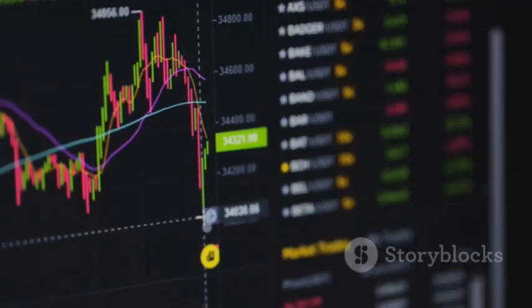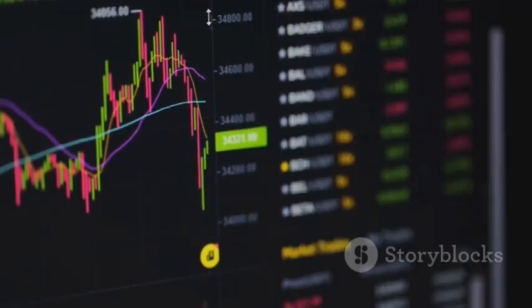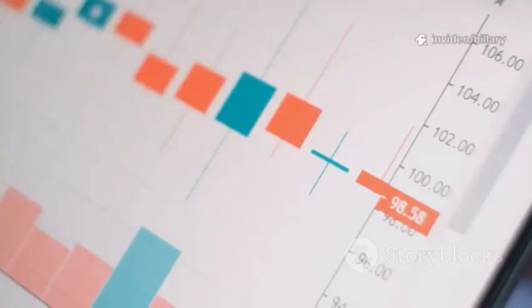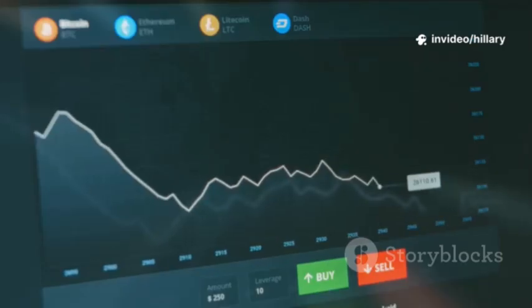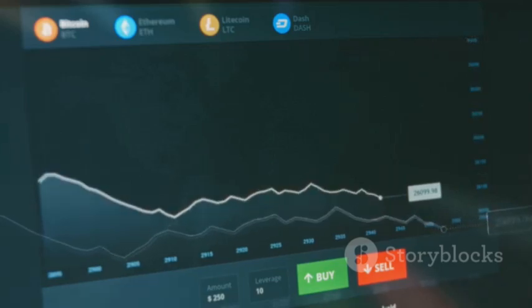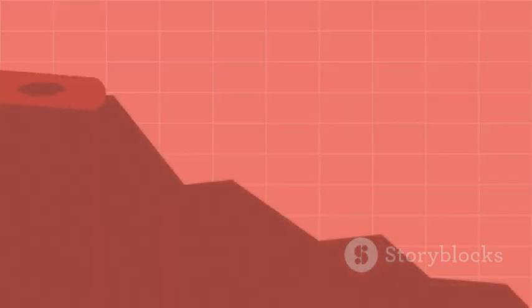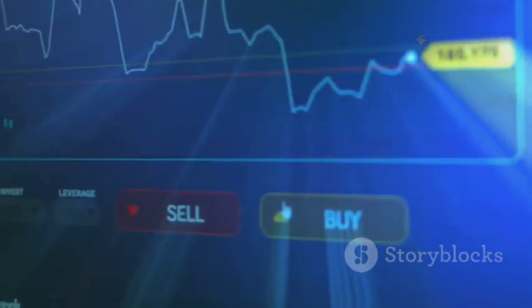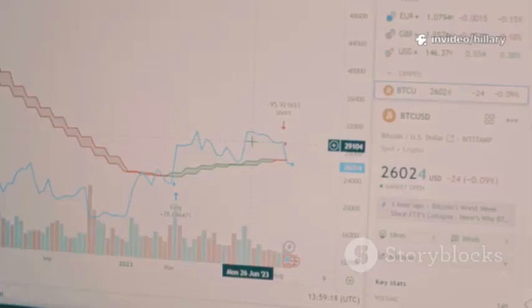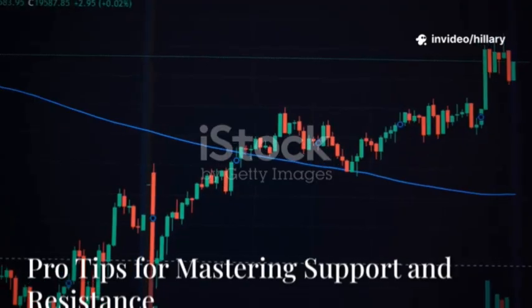When a level breaks, it can switch roles. Old support becomes new resistance, and vice versa. This role reversal happens as traders adjust their positions. Strong bounces or rejections reveal who's in control. If price smashes through a zone, momentum has shifted. Reading these reactions helps you anticipate moves, not just react. This skill separates pros from beginners.